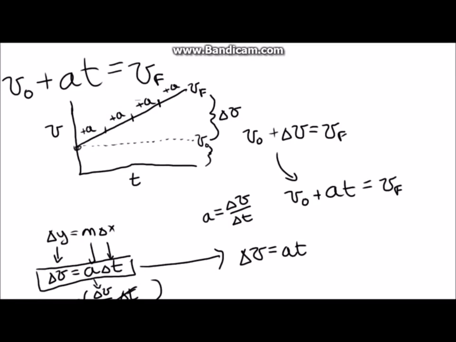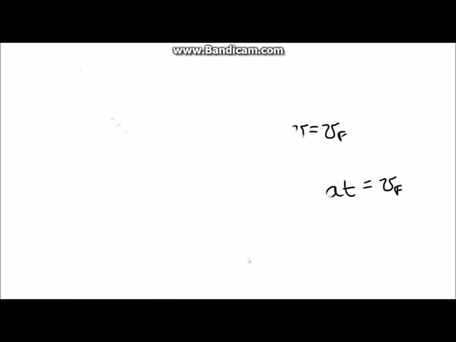But why does change in v equal at intuitively? Well, every increment of time you're adding a. So you're adding a total of t times, or a plus a plus a plus a, which is just a times t.